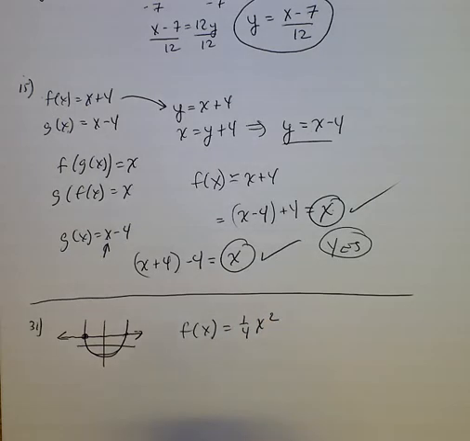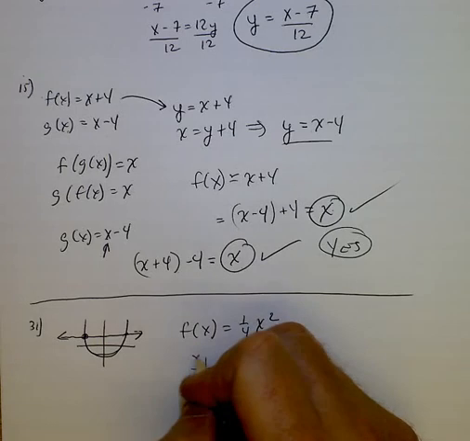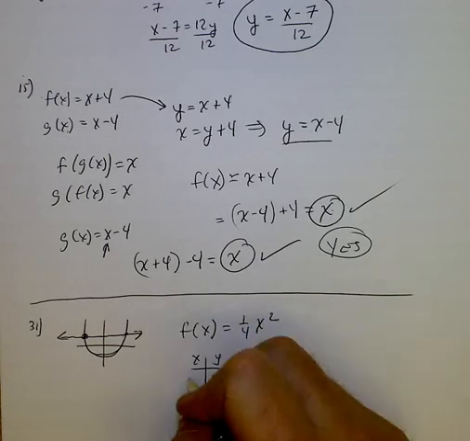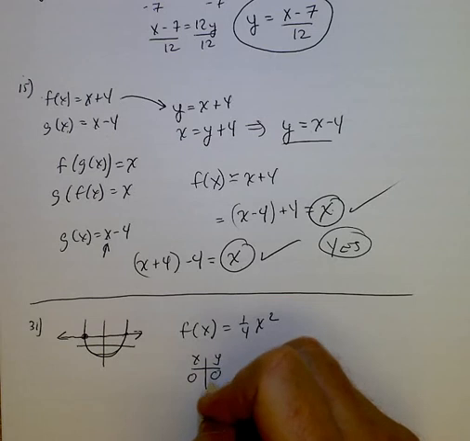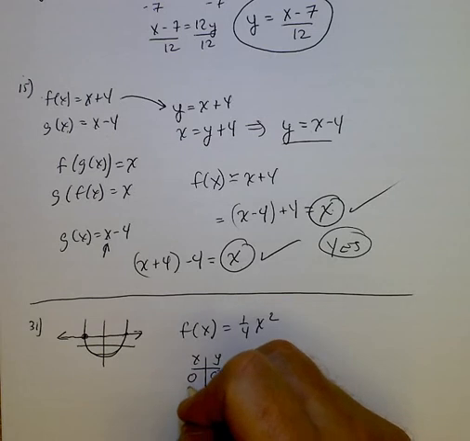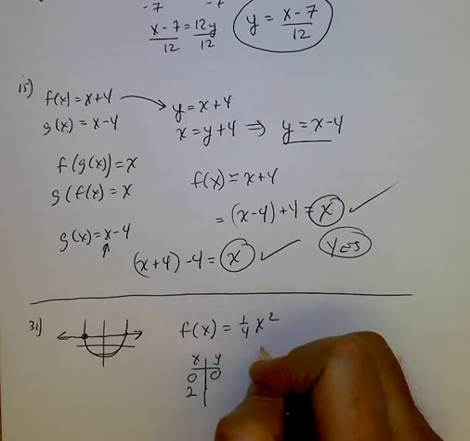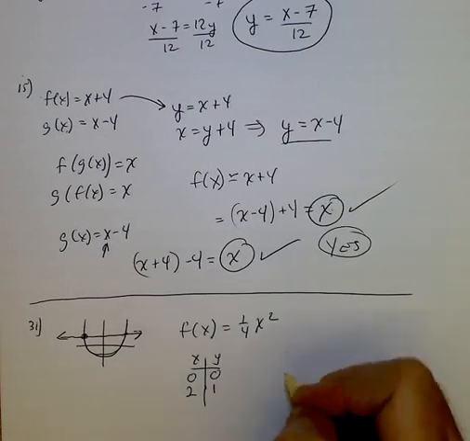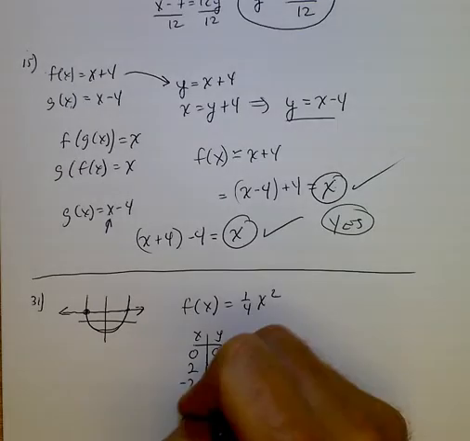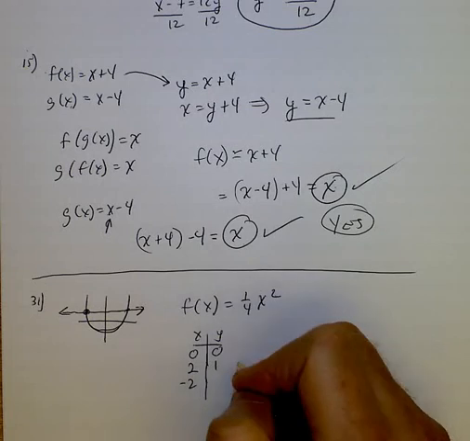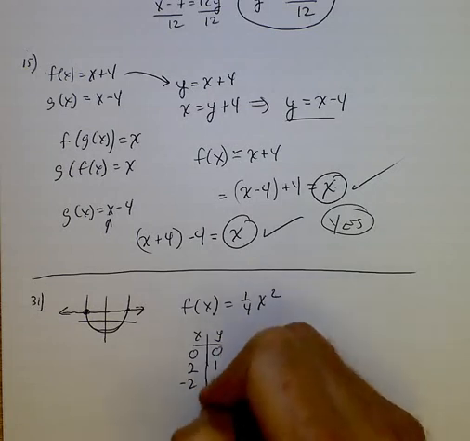Well, let's graph it. So we'll come up with our grid here. We'll put x is 0. When x is 0, y is 0. Put in a 2 here. When x is 2, 2 squared is 4. 4 divided by 4 is 1. And then I'll go ahead and put negative 2 in. Negative 2 squared is also 4. 4 times a fourth is 1. So those are some points.